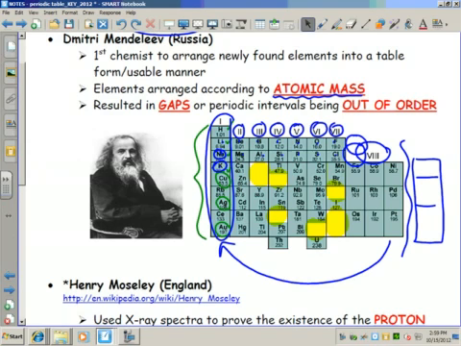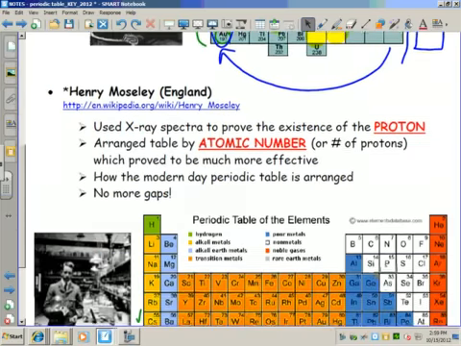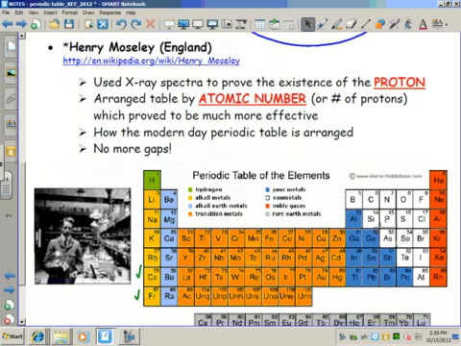And there are issues in terms of the way that Mendeleev organizes the periodic table, where things are actually out of order. The guy who came along next, Henry Moseley, used X-ray spectra to prove the existence of the proton. So he was building on Rutherford's discovery that a nucleus existed that was dense and positive. That most of the atom was empty space, but there was a dense positive nucleus. Well, the positive part is that guy.